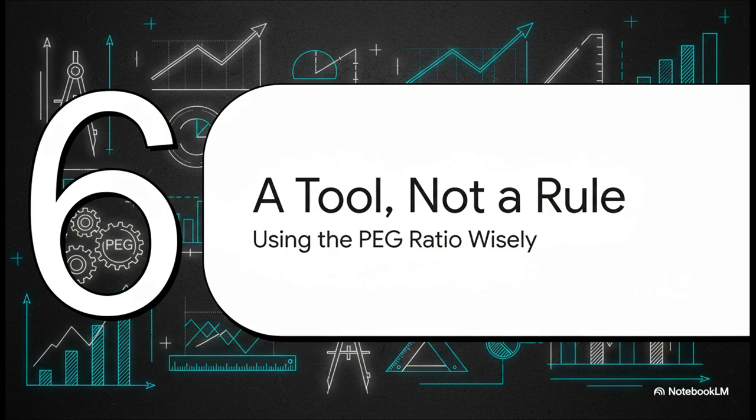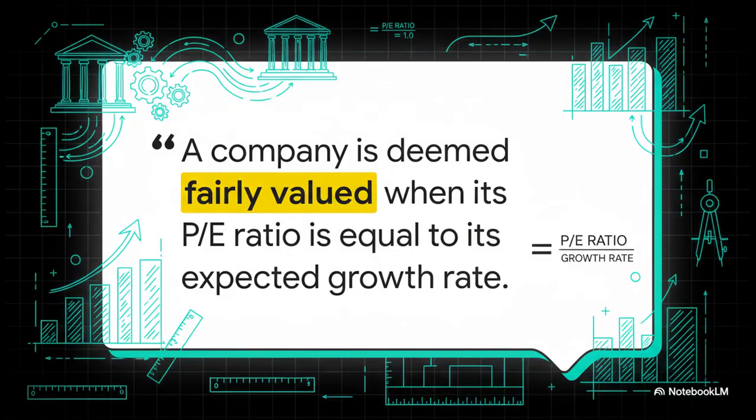Okay, so we've just pointed out some pretty serious flaws. So how on earth do we use this thing wisely as part of a real professional toolkit? Well, let's go back to the guy who made it famous, Peter Lynch. He gave us the benchmark. When the PE ratio equals the growth rate, you've got a PEG of 1.0, and that's a good sign of fair value. Now, this isn't a law of physics, but it's an incredible starting point for any analysis.